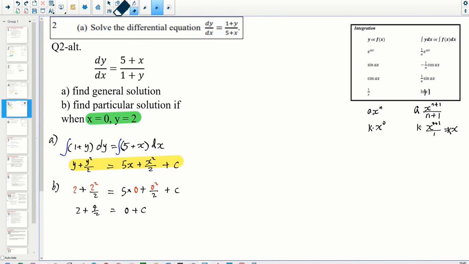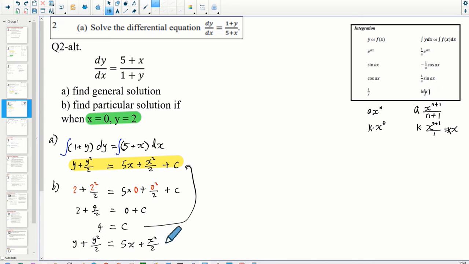So plugging in the initial condition, I shall have 2 plus 4 over 2 equals 0 plus c. Therefore, my c should equal 2 plus 2, which is 4. That's my c. So after I've got the c, I will put it back in the general solution. So rewrite the general solution as y plus y squared over 2. So basically copying everything down and just changing the c into what c should be, which is 4. And that is your final particular solution.